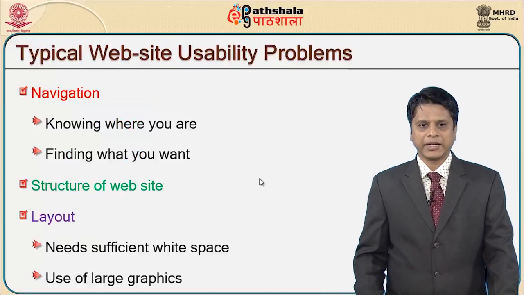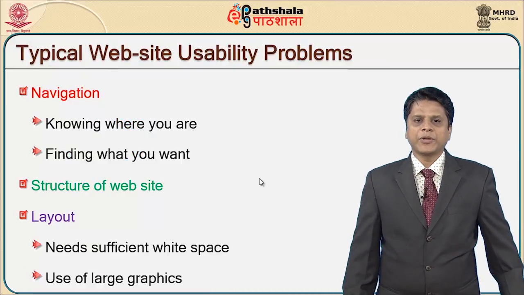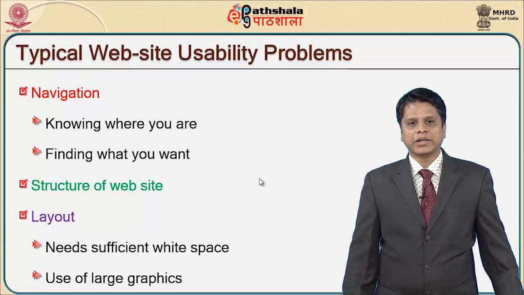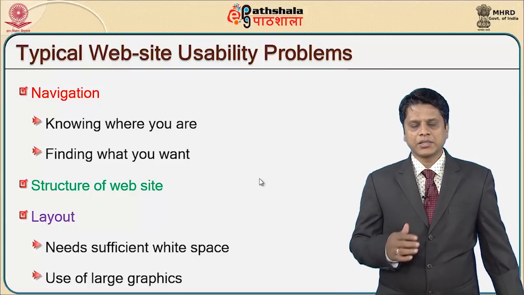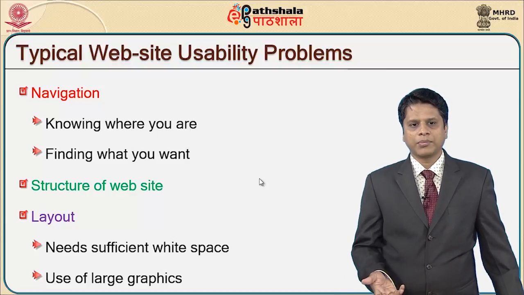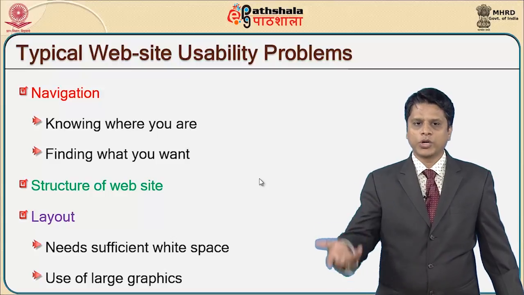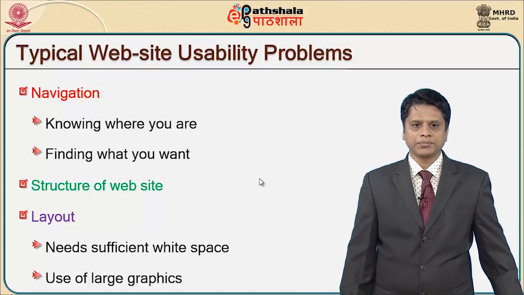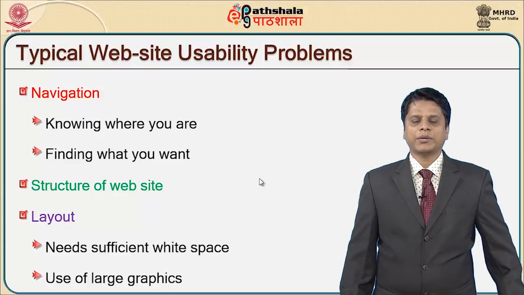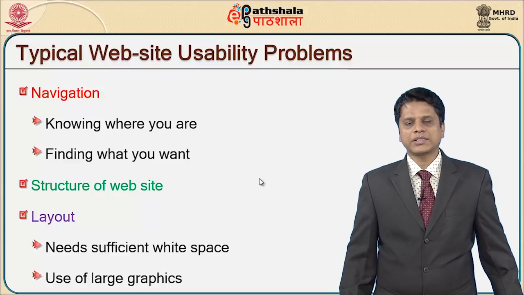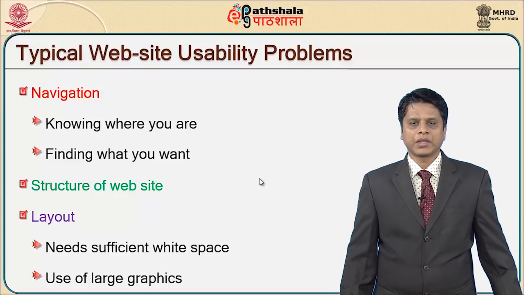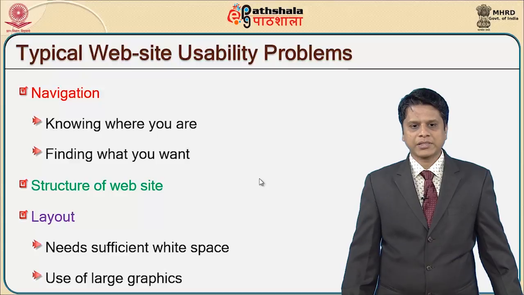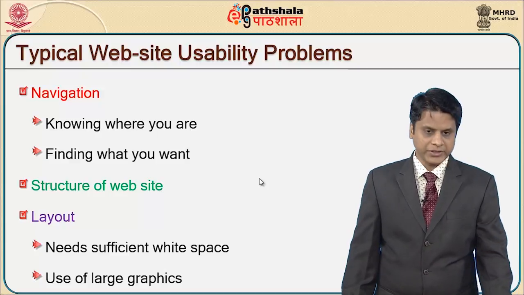So this is a typical case that we have taken. Typical website usability problems include navigation, that means knowing where you are and what you want to find, and finding what you want. We may at times not be able to find out the structure of the website, and most probably the layout of the website also. This needs sufficient white space and use of large graphics.